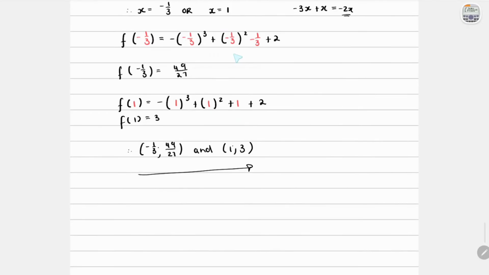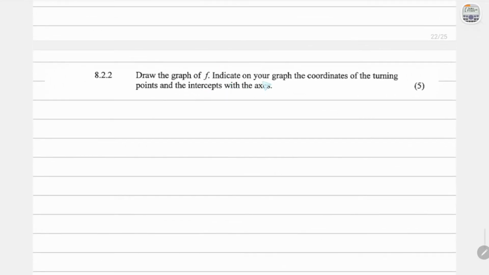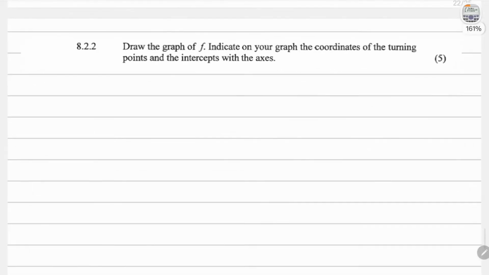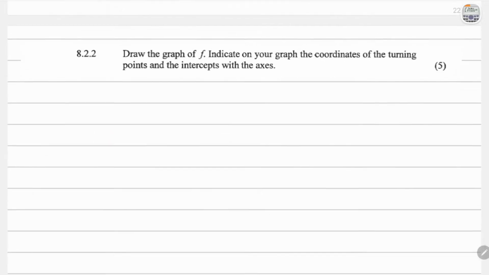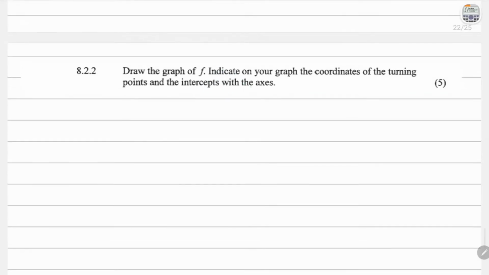Moving on to the next question. Question 8.2.2 says, draw the graph of f. Indicate on your graph the coordinates of the turning point and the intercepts with the axes. Okay, so here is an order that you can follow. To draw this graph, you can always keep in mind the things that they specifically ask for, so you don't forget these points. They want to see the turning point and they want to see the intercepts, the x and the y intercept. So to draw this graph, we're first going to look for the shape of the graph, to see what kind of shape it gives.